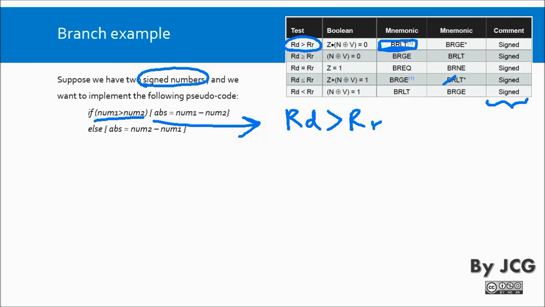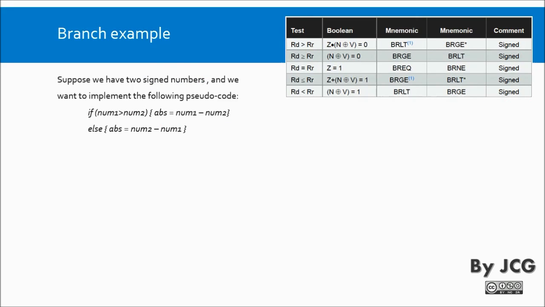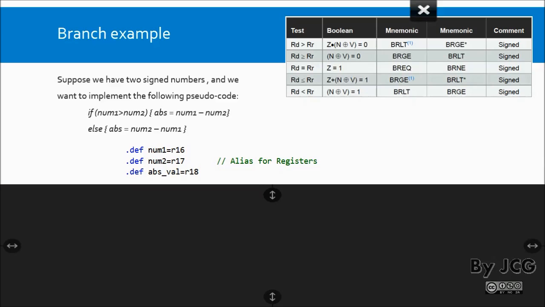Be very careful because you also have another mnemonic which is branch if greater. However, this mnemonic, be very careful, it's the opposite. Now we know that we should use branch if lower than. Now let's see the code. So let's start with some definitions. We haven't seen this in other examples, but we can actually name different registers and make them like variables.